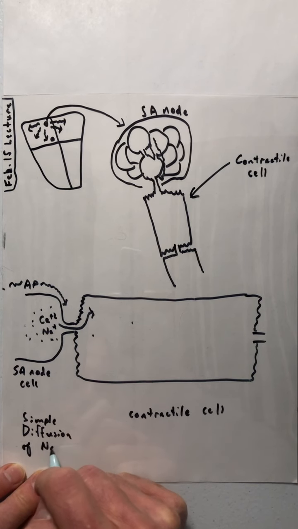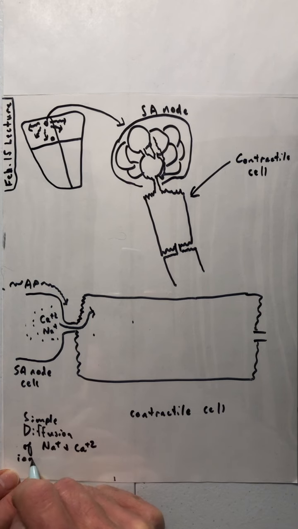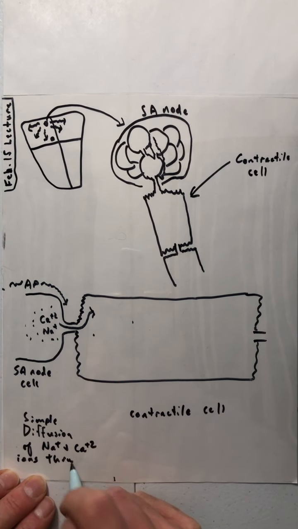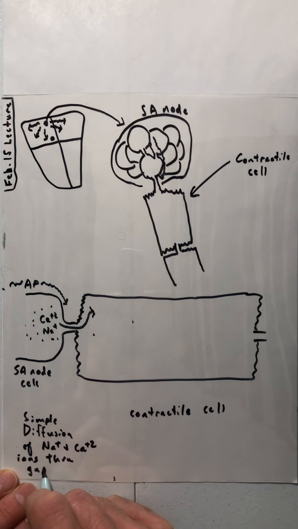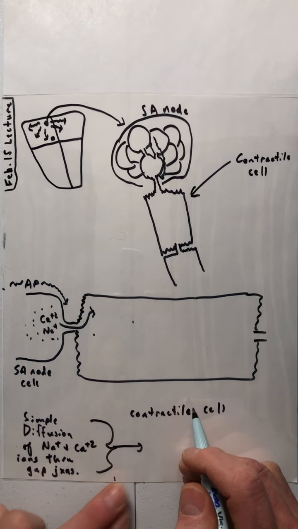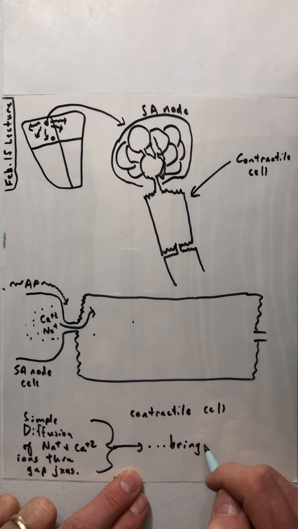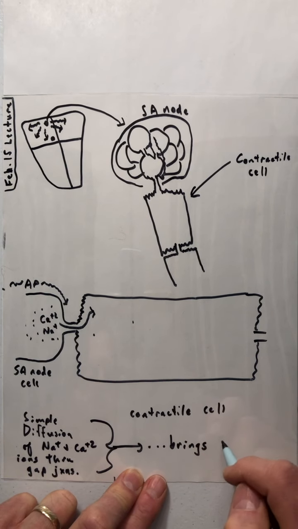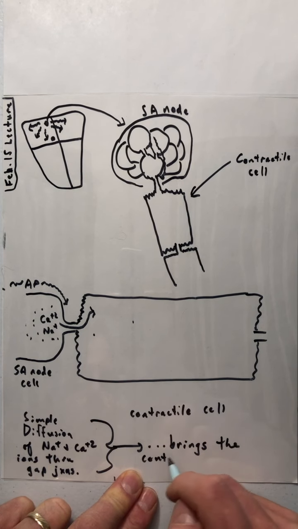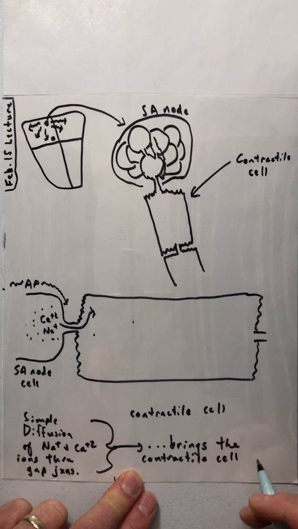of sodium and calcium ions through those gap junctions. Through those gap junctions, that's what brings the contractile cell up to its threshold so that it will generate an action potential. Okay? And we'll talk about the steps of that action potential in just a moment.